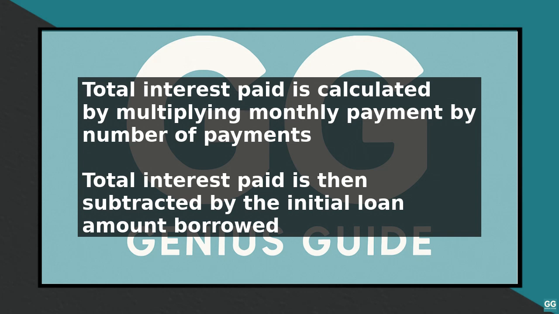To calculate the total interest paid, you can multiply the monthly payment amount by the number of payments and subtract the loan amount. In this example, the total interest paid is $193 times 60 minus 10,000, which equals approximately $1,600.